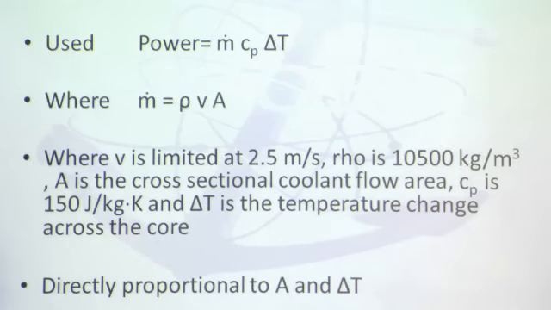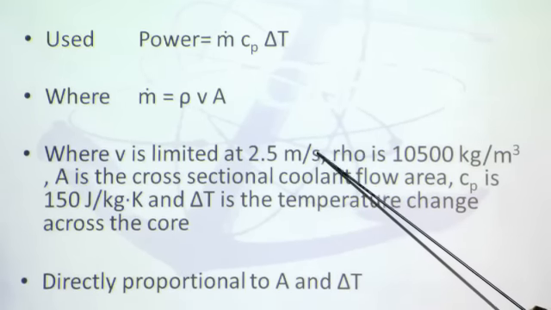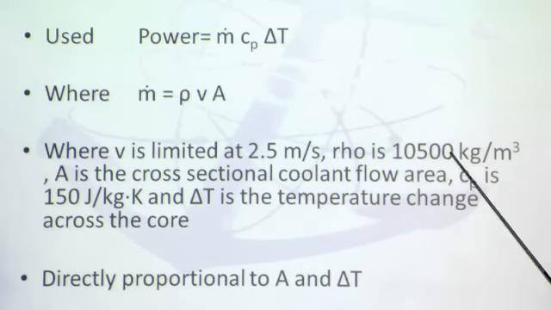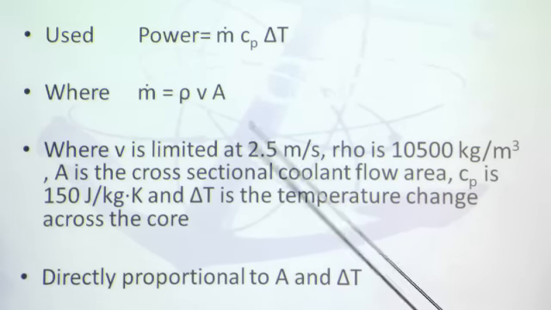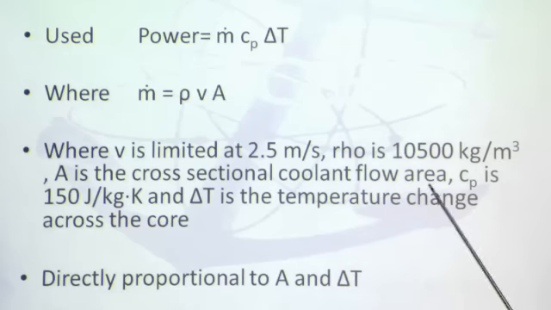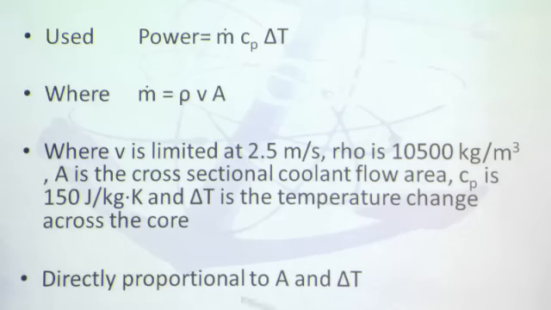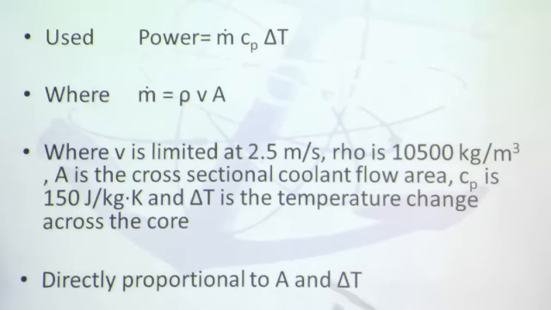So we used a basic calorimetric calculation, which is power equals m dot Cp delta T, where m dot is rho V A. As I mentioned before, V was limited at 2.5, and rho for the LBE is about 10,500. A is the cross-sectional coolant flow area, and Cp is about 150 joules per kilogram Kelvin, and that's the heat capacity. And finally, delta T is the temperature change across the core. So what you get out of this is how our power level could potentially change. It's directly proportional to A and delta T, and those are two factors that we could see changing.